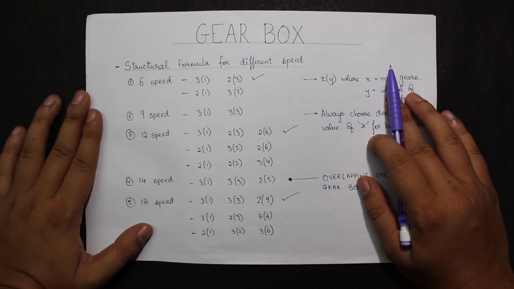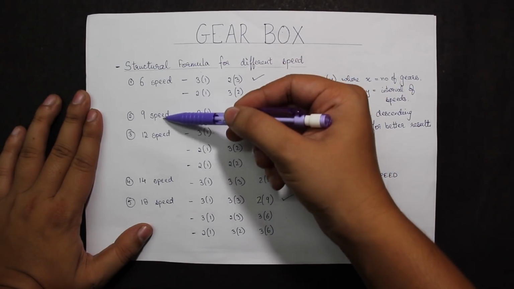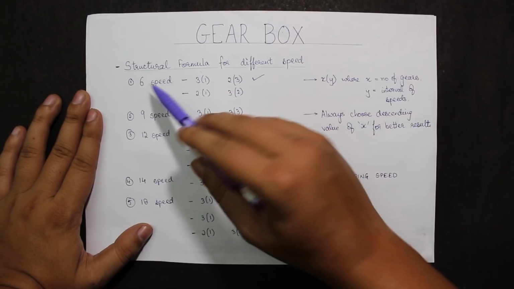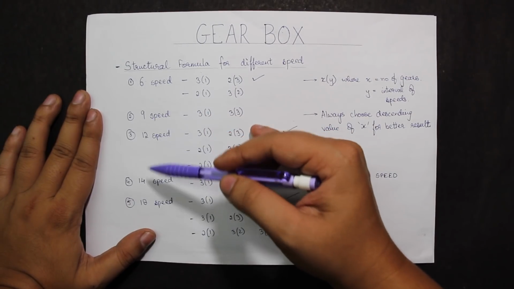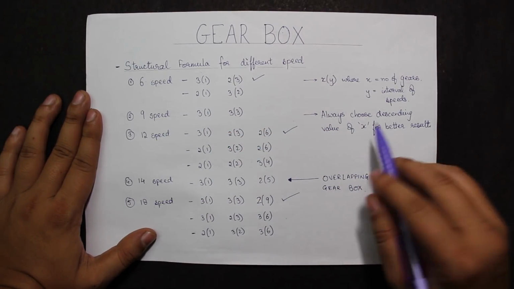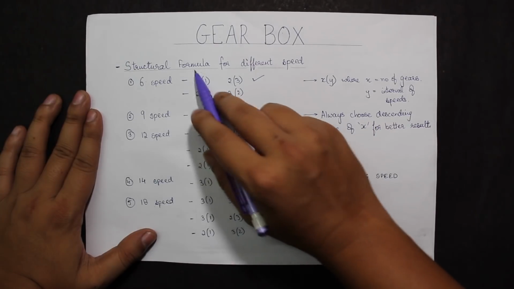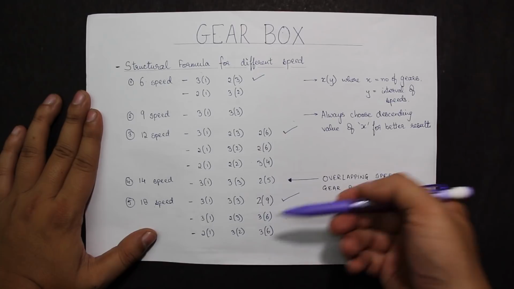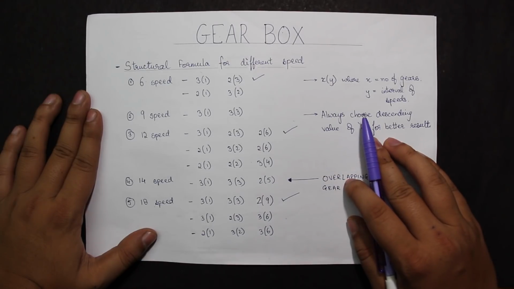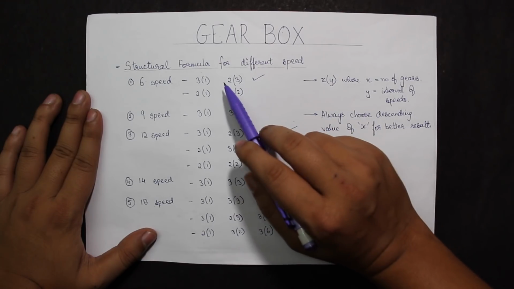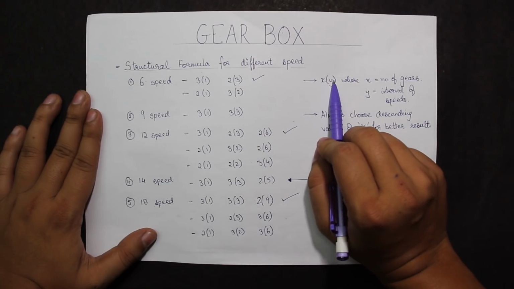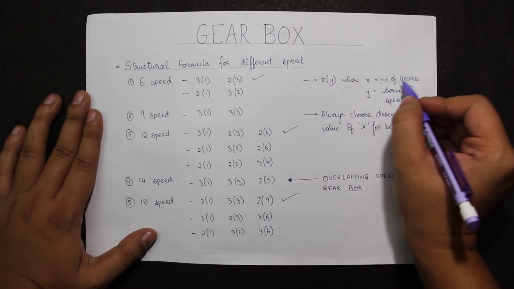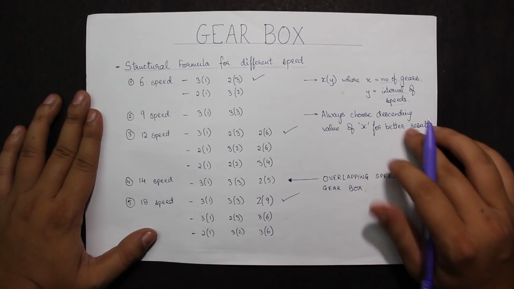Starting with the speeds, we have 5 different speeds available to create a gearbox: 6 speed, 9 speed, 12 speed, 14 and 18 speed. The structural formula for designing each of these gearboxes is given over here. So if we look over here, we have a unit called X and a unit called Y, where X will be the number of gears and Y will be the interval of speeds.